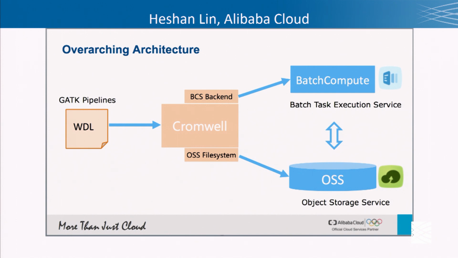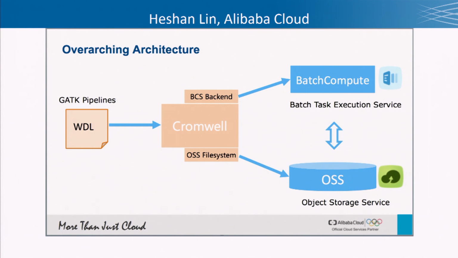So here's the overarching architecture. The GATK pipelines are written in WDL, which are interpreted and executed through the Cromwell workflow engine. Cromwell has a nice modular design to facilitate adding a new executing environment. What we need to do is to implement a new backend for executing commands and a file system for storing the meta and application data. We implemented the backend by leveraging the batch compute service on Alibaba Cloud. Batch compute is a distributed computing service that allows users to easily execute large-scale batch processing tasks. Users can deploy applications with Docker image and invoke a command with a simple API call.